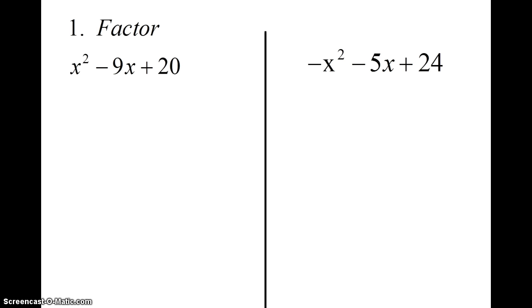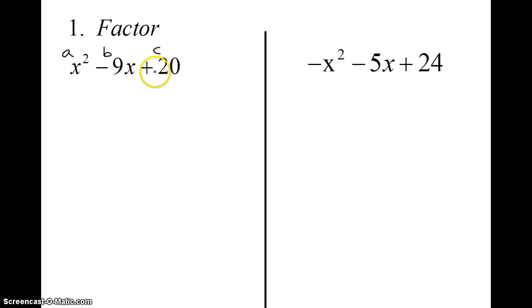So for the first example, we want to factor the trinomial x squared minus 9x plus 20. Notice a is 1, and you really have to know which numbers represent a, b, and c. So let me label that for you guys. A is an imaginary 1, b is negative 9, and c is positive 20.